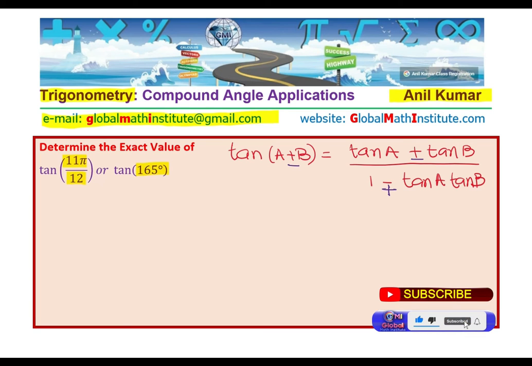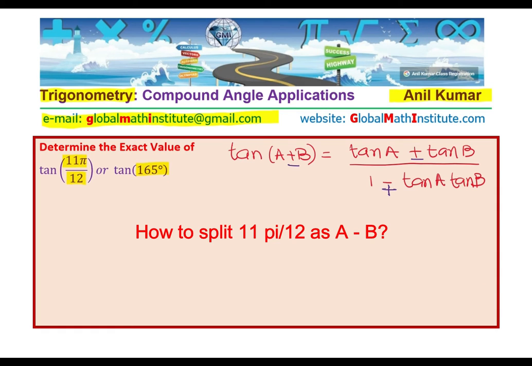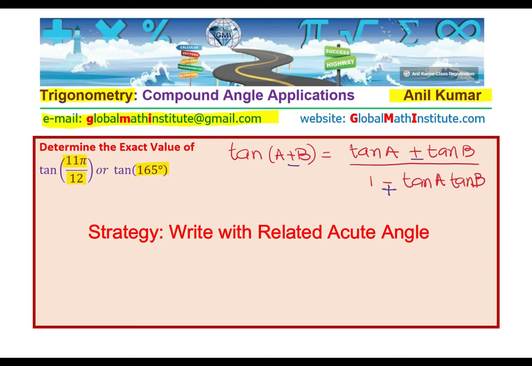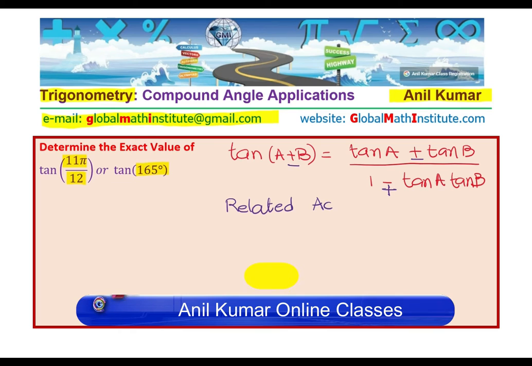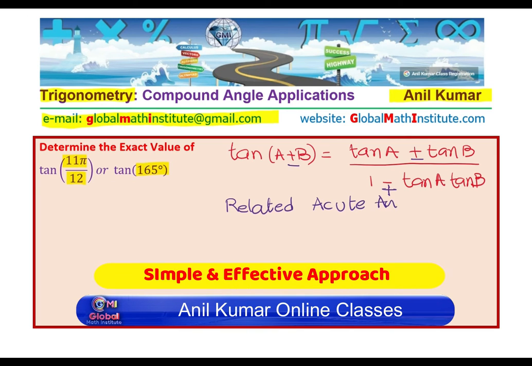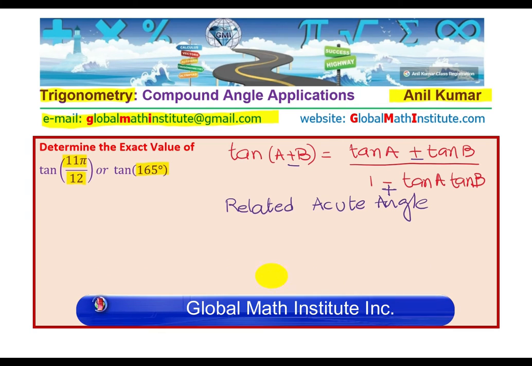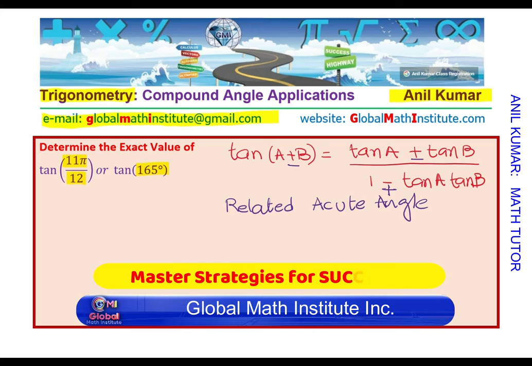That's one part. Now, how do we split 11 pi by 12 into A and B? That is a major question. Here, I will use a strategy, and the strategy is to write a related acute angle. As you know, trigonometric functions repeat, and therefore we can find the related acute angle and then solve it further.